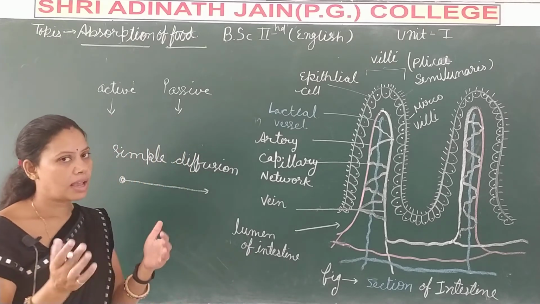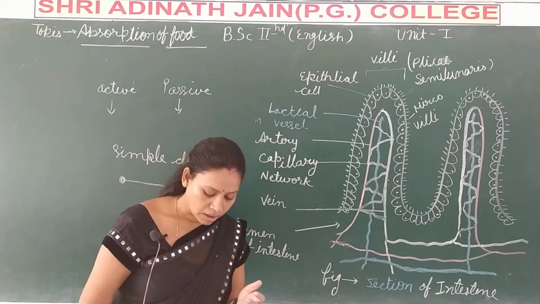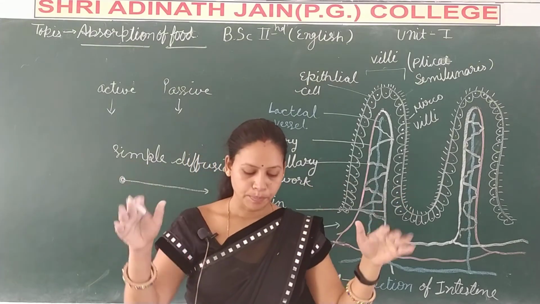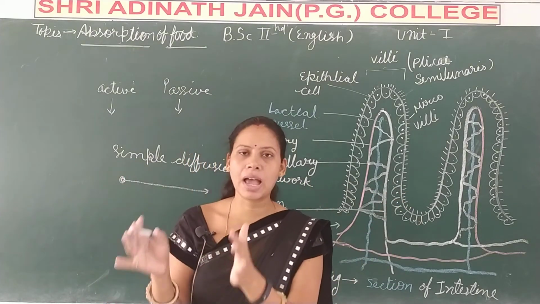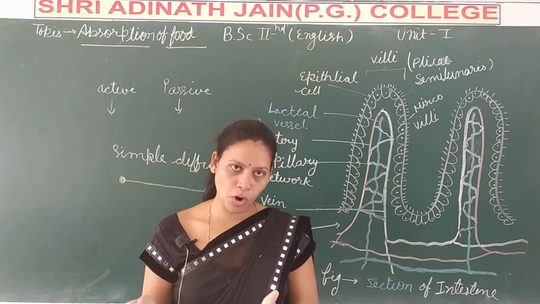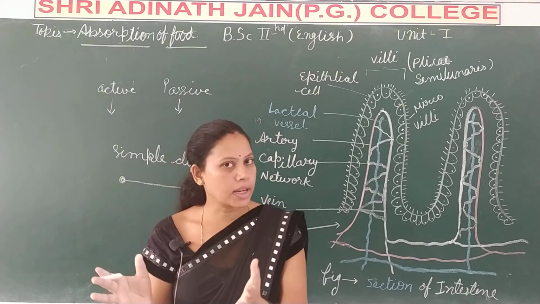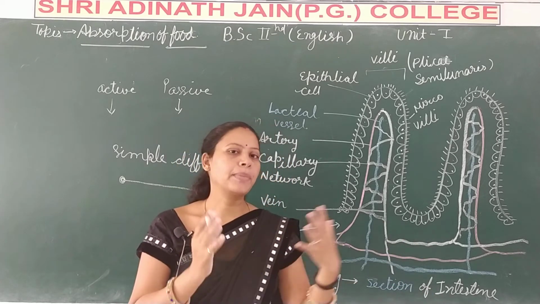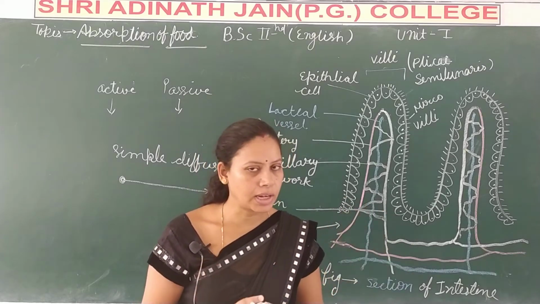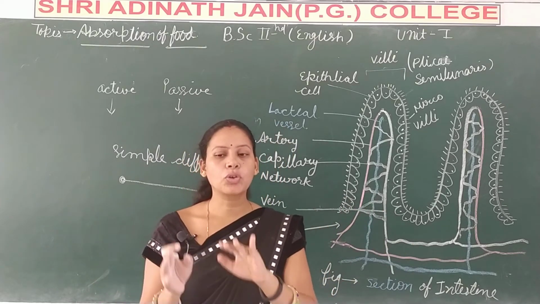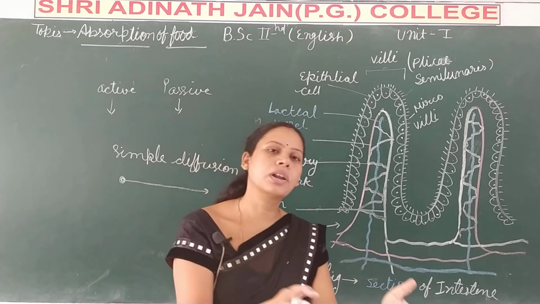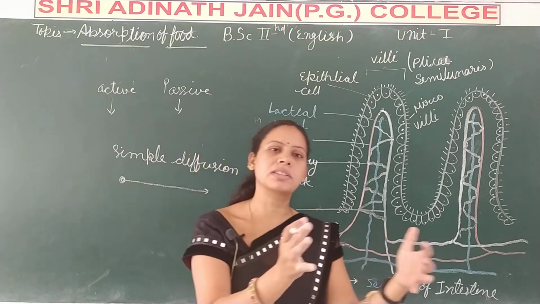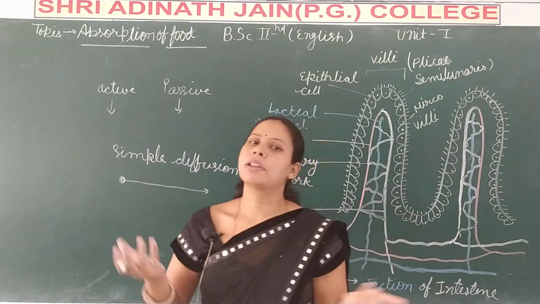Suppose it is water: if we talk about two places, one place has a large quantity of water, very high, and the water flows, and in the second compartment the water is very little. So the water will flow from the higher concentration to the lower area, that is, from where the maximum water is to the lowest area. Okay, that is simple diffusion.